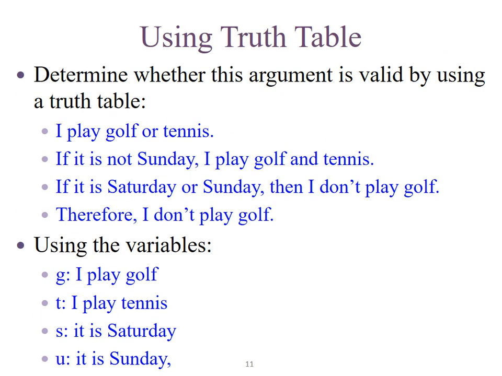Okay, so let's say this example. If I play golf or tennis, this is the first premise. And the second one is, if it is not something, I play golf and tennis. You can see actually I play golf and tennis Monday, Tuesday to Saturday. If it is Saturday or Sunday, then I don't play golf. So the conclusion is, therefore, I don't play golf.